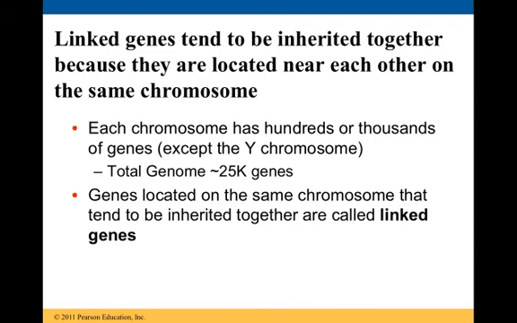Linked genes tend to be inherited together because they're located near each other on the same chromosome. Of the total 25,000 or so genes in our cells, they're spread over the total 23 pairs of chromosomes. If any two genes are linked, they're going to be found on the same chromosome, so they'll actually be inherited together.